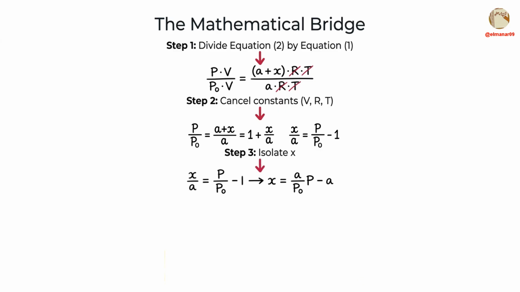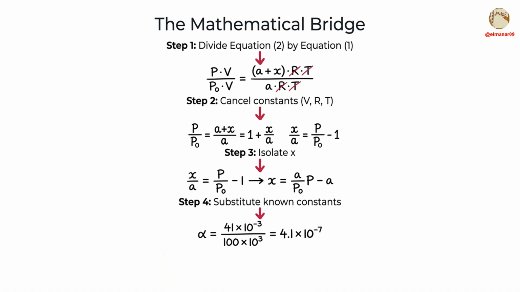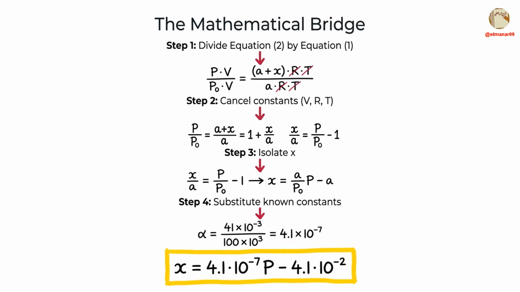We move the 1 over and then multiply by A. This gives us X equals A over P0 times (P minus P0). Step 4, substitute our known values. The term A over P0 becomes a constant alpha equal to 4.1 times 10 to the negative 7th. Our final bridge equation is X equals 4.1 times 10 to the negative 7 P minus 4.1 times 10 to the negative 2. This is powerful. If you tell me the pressure, I can tell you exactly how many moles have reacted. The invisible is now visible.